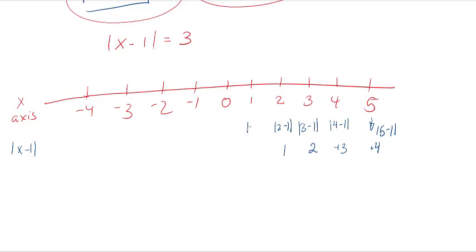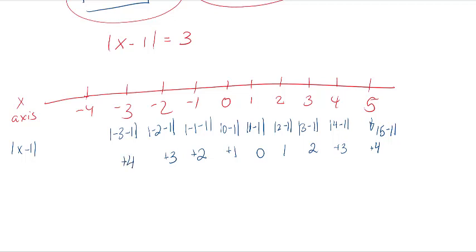1 minus 1 is the absolute value of 0. Now we have 0 minus 1. We have the absolute value of negative 1, which is positive 1. Then negative 1 minus 1, that's negative 2, and the absolute value is positive 2. And we have negative 2 minus 1. The absolute value of that is the absolute value of negative 3, which is positive 3. One more, negative 3 minus 1 is the absolute value of negative 4, which is just positive 4.